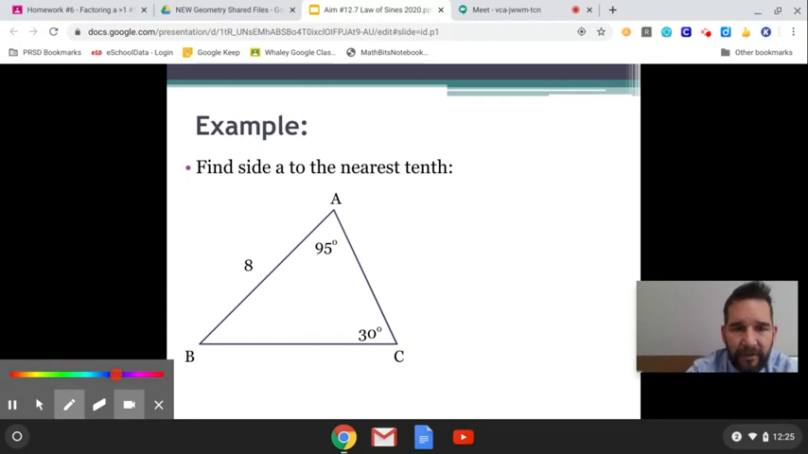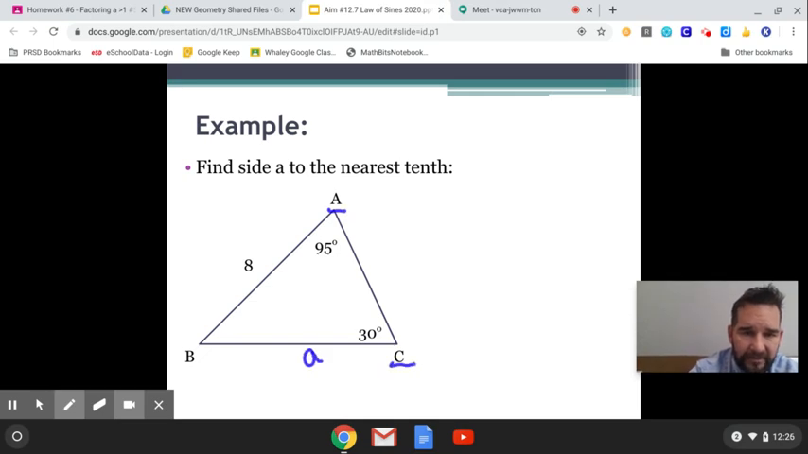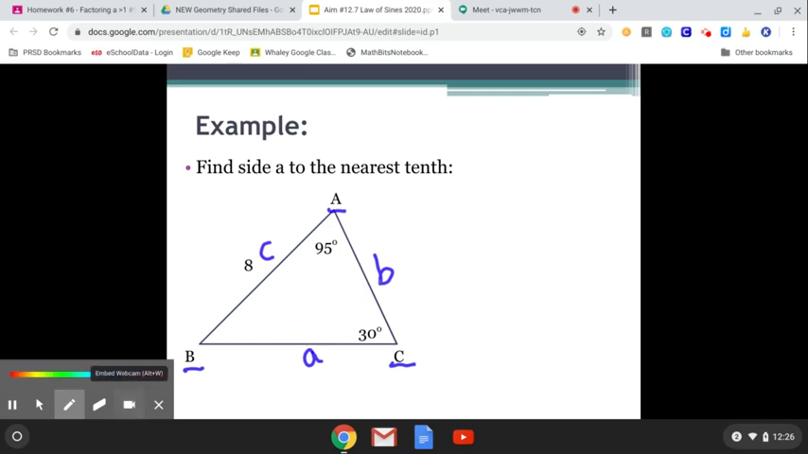All right, first thing I want you to do is make sure you label your sides. So if this is angle A here, side A is across from it. If this is angle C, side C is across from it. And if this is angle B, side B is across from it. Okay, let me get rid of my picture. I don't need to take up the whole screen on you. In order for us to solve this, we're going to use the law of sines.